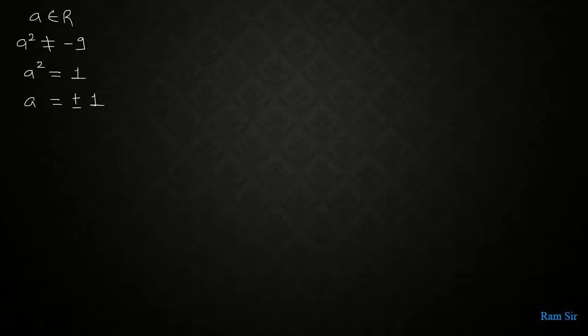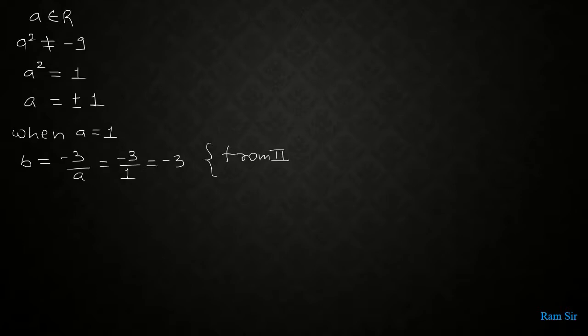Now we'll substitute this value in equation number 1 to find the value of b. So when a is equal to plus 1 and we substitute this value in equation number 1, we'll get b is equal to minus 3 upon a, in which we put the value of a as 1. So we'll write minus 3 upon 1 which is equal to minus 3, and this we are getting from equation number 2 in which we have updated this value.